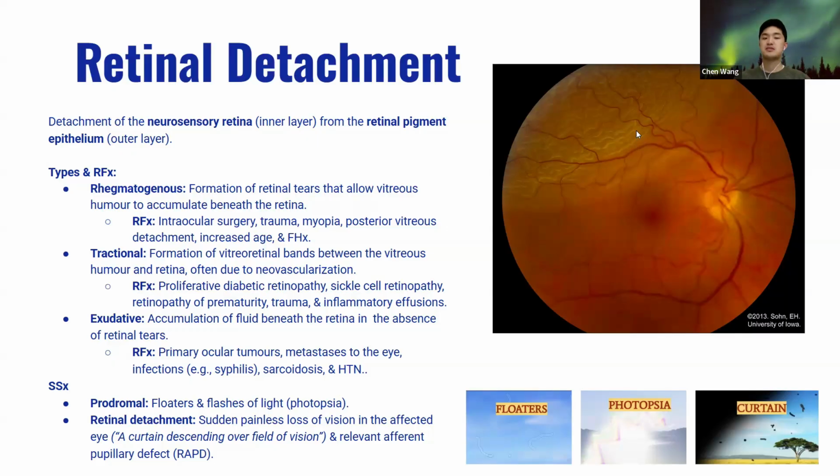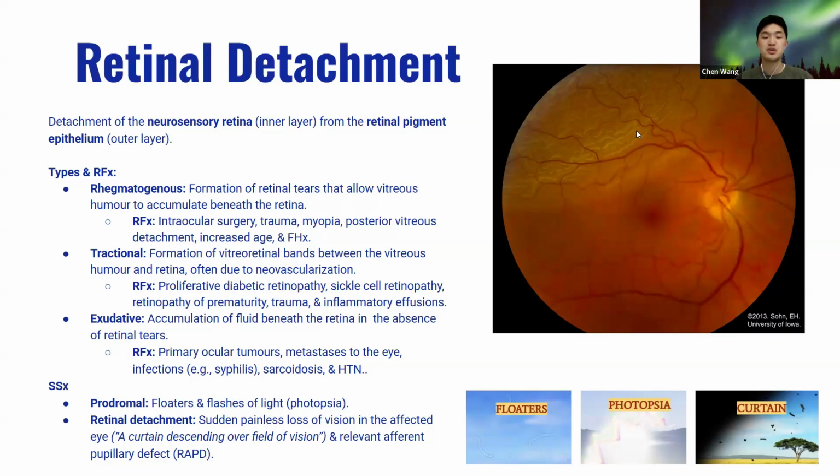The second type is tractional. Basically, this is due to neovascularization of the retina itself, and the main culprit for this one is diabetic retinopathy. And our final type is exudative. This is when there's an accumulation of fluid beneath the retina in the absence of retinal tears, and the main culprit for this one is malignancy and cancers.